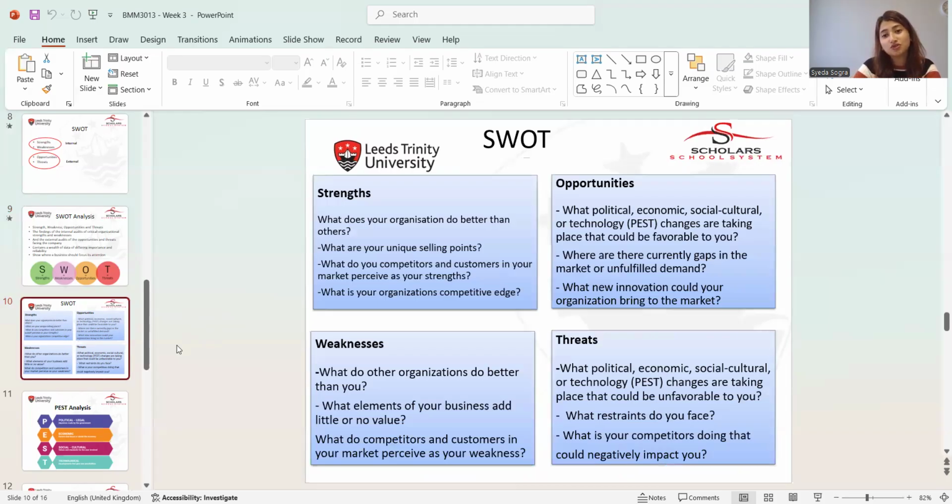Now, to analyze the strengths, weaknesses, opportunities, and threats of a company, we can use these types of questions to understand and pose our SWOT analysis.